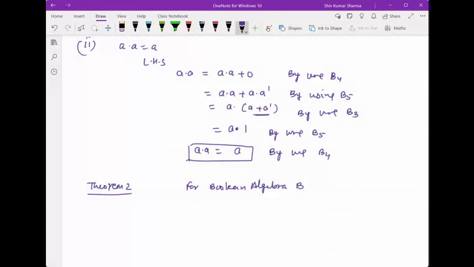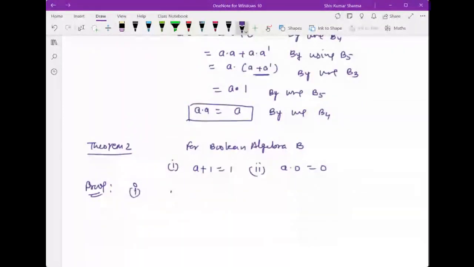Now the second theorem. For Boolean algebra B, A plus 1 equal to 1 and A into 0 equal to 0. Proving the first part, taking the LHS, we write A plus 1. We have to prove that A plus 1 equal to 1.